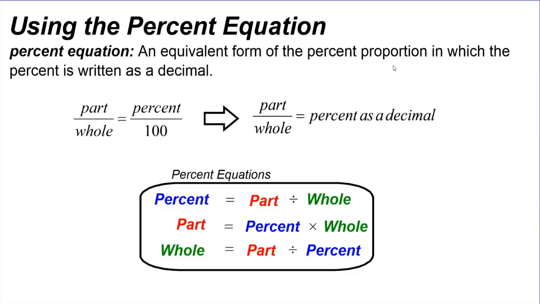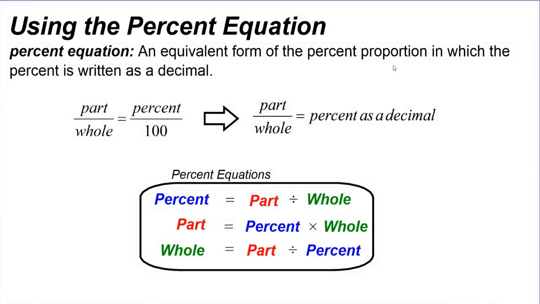Okay, in this video, we're going to be using the percent equation, which is an equivalent form of the percent proportion in which the percent is written as a decimal. So we're just going to modify our percent proportion just a little bit to turn it into an equation. So again, we're still finding missing parts of percent problems. We're just going to use equations now to solve this rather than the proportion. So we're going to give you another option rather than the proportion.